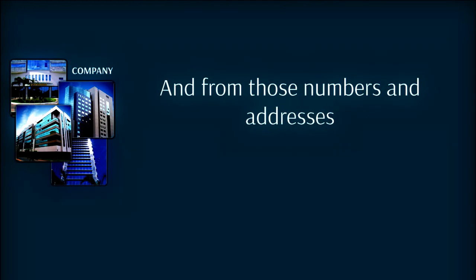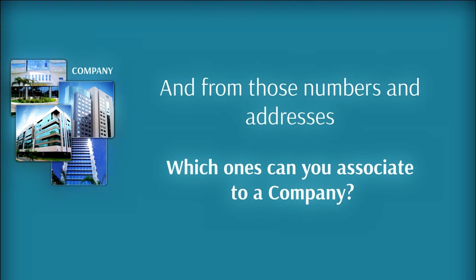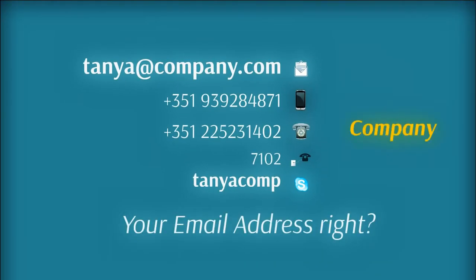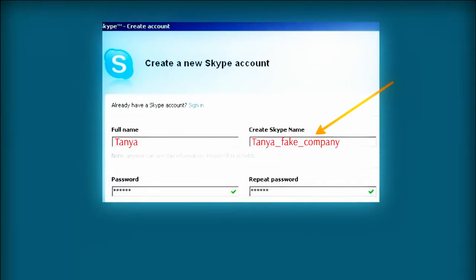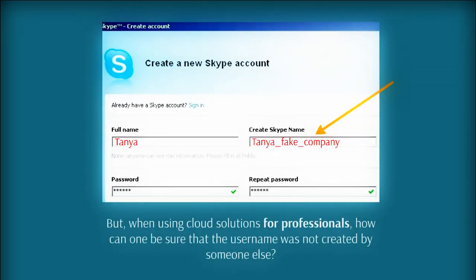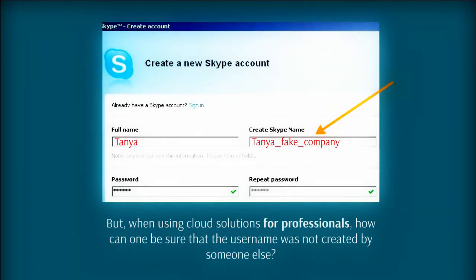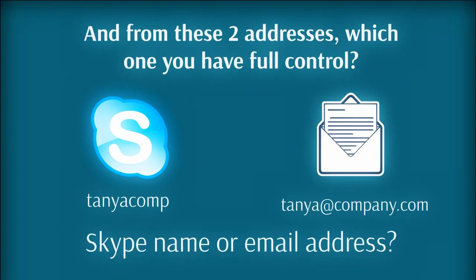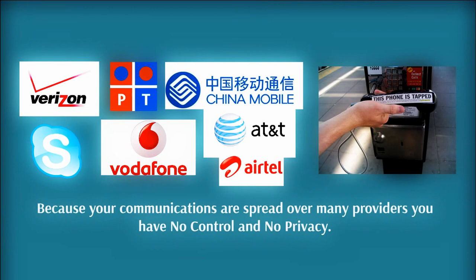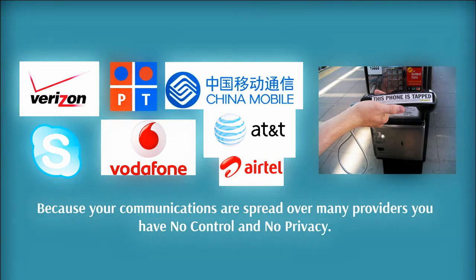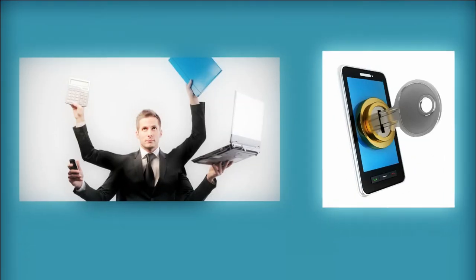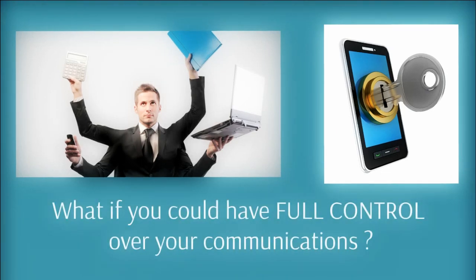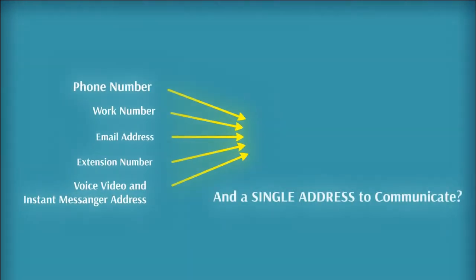And from those numbers and addresses, which ones can you associate to a company? Let me guess. Your email address, right? But, when using public cloud solutions for professionals, how can one be sure that the username was not created by someone else? And from these two addresses, which one do you have full control? Because your communications are spread over many providers, you have no control and no privacy. What if you could have full control of your communications and a single address to communicate?